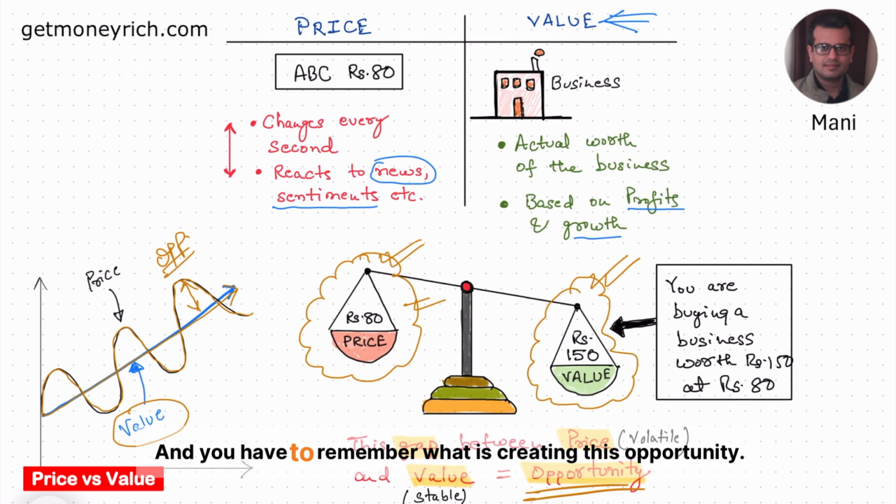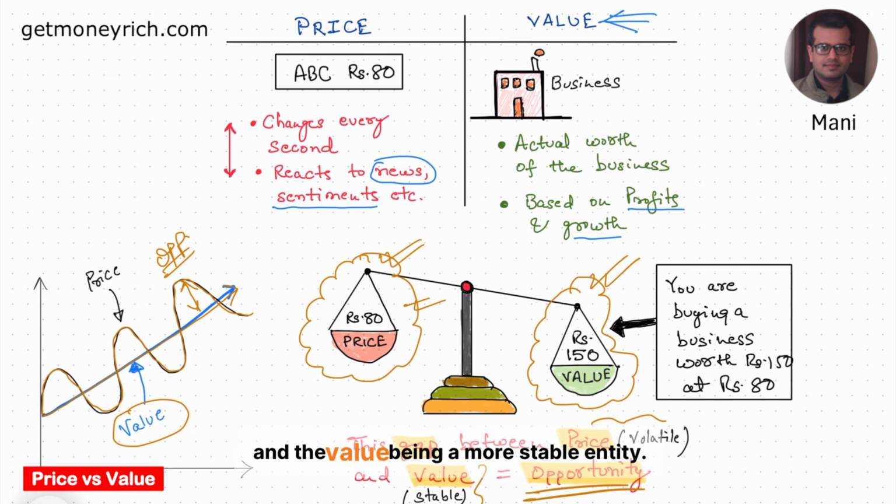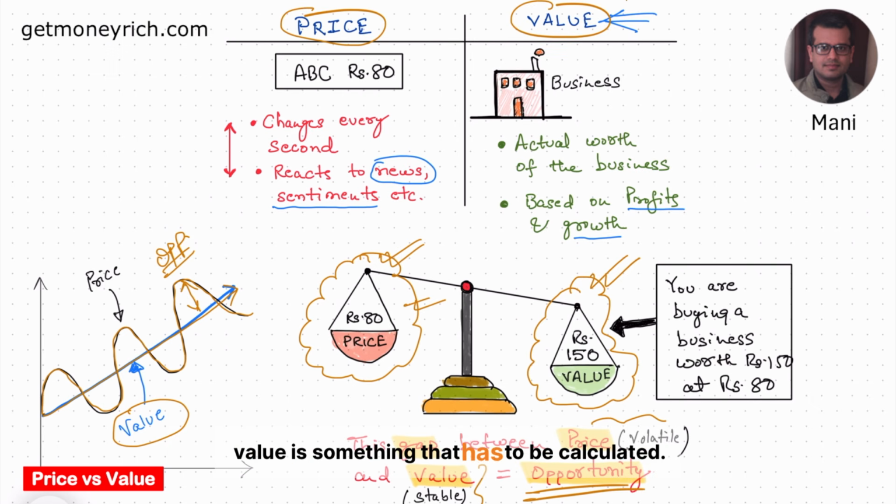And you have to remember, what is creating this opportunity? The opportunity is created by price being volatile and the value being a more stable entity. So this is the concept that we have to keep in our mind, what is price and what is value. Value is something that has to be calculated. It is not so readily available. And price is something which is available everywhere. You open a newspaper, you open a news channel, and the price will be displayed everywhere. But only people who know the value of the business can locate the opportunity.